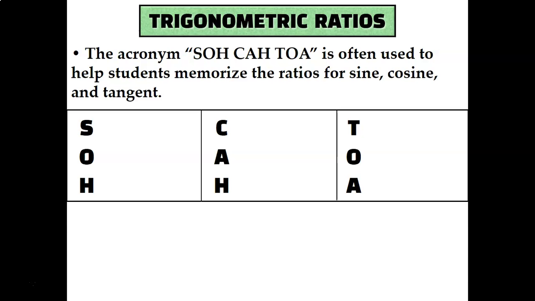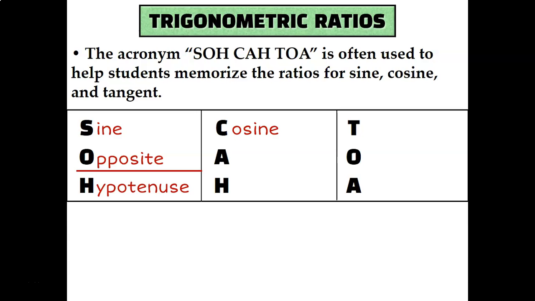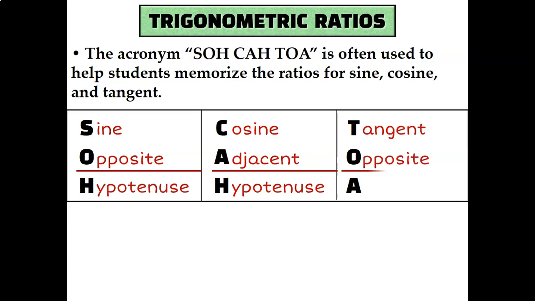The first part of this acronym is SO, S-O-H. S is for sine, and O and H are for opposite and hypotenuse, because sine is the opposite side over the hypotenuse. CAH is the middle part of the acronym. C is for cosine, and A and H are for adjacent and hypotenuse, because cosine is the adjacent side over the hypotenuse. And the last part of the acronym is TOA. T is for tangent, and O and A again are for opposite and adjacent, because the tangent is equal to the opposite over the adjacent.